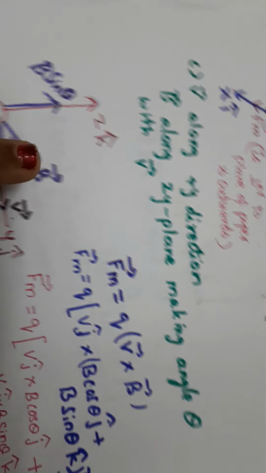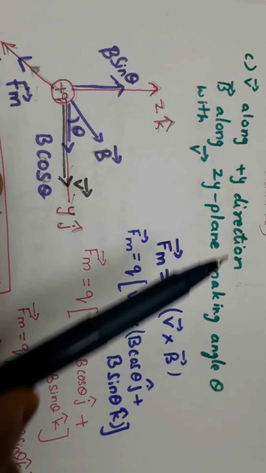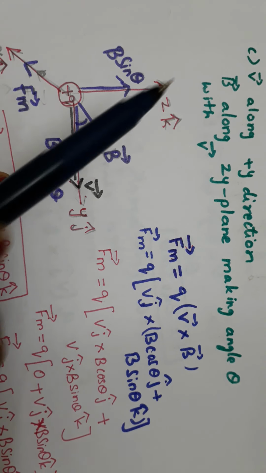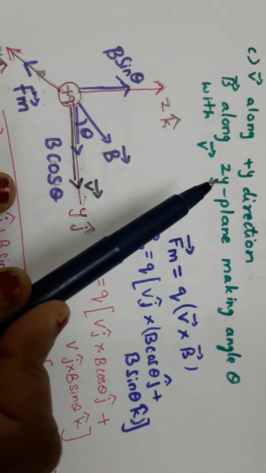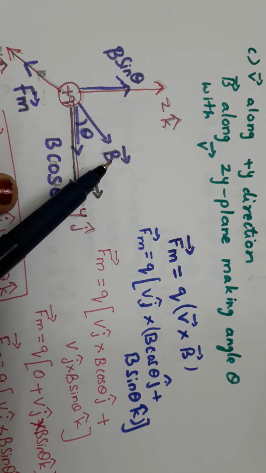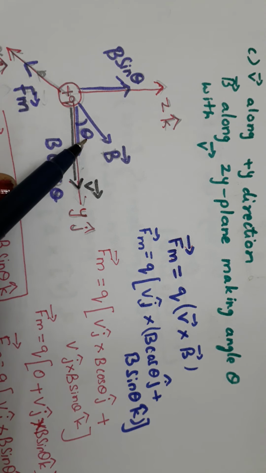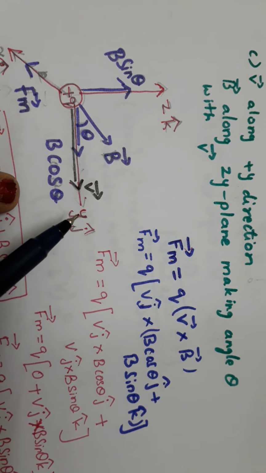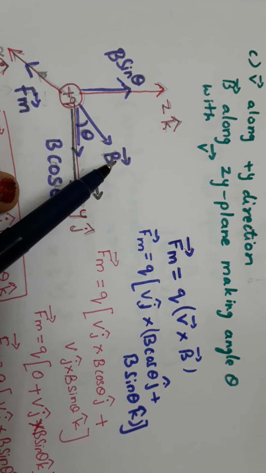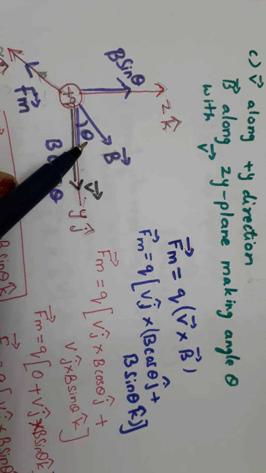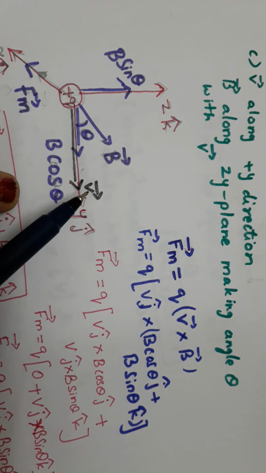In the final case, you can see V is along y direction. About B, you can see it is in the ZY plane. B exists at an angle theta with respect to V vector, right? V is acting along the y axis. B vector is in the ZY plane. B vector is making an angle theta with V vector, right?